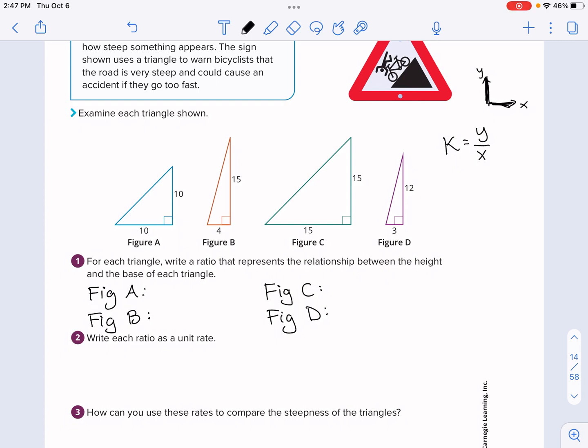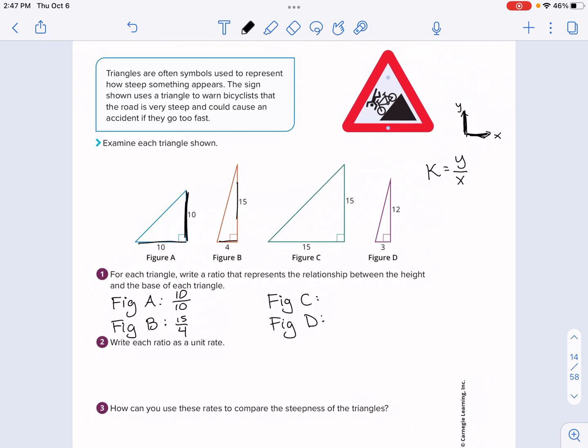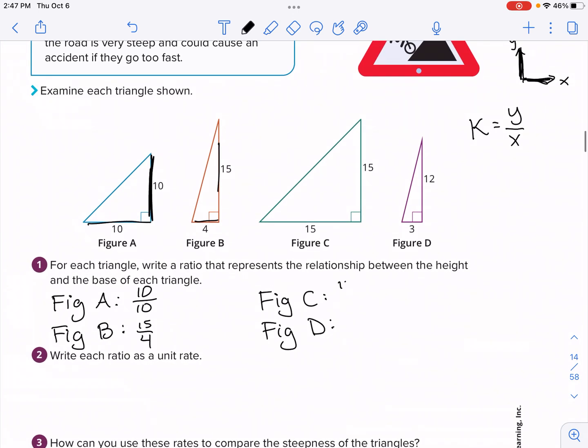Let's start with figure A. We're going to start with this side here, which is 10. And coincidentally, the horizontal line, or you can think of it as the x-axis, is also 10. So this is a ratio, 10 over 10. Okay, we'll come back to this. Let's go to figure B. Figure B is 15 over 4. Figure C is 15 over 15. And the last one, figure D, is 12 out of 3.